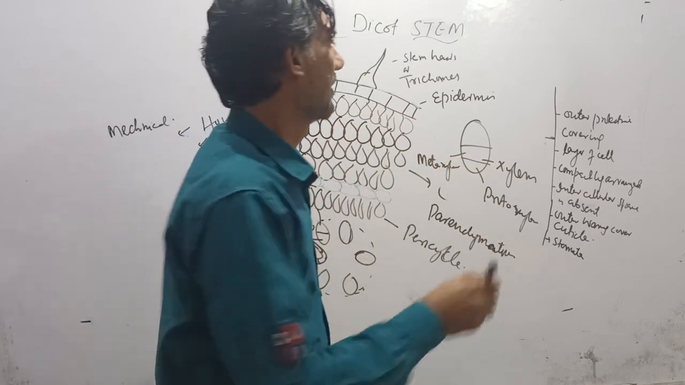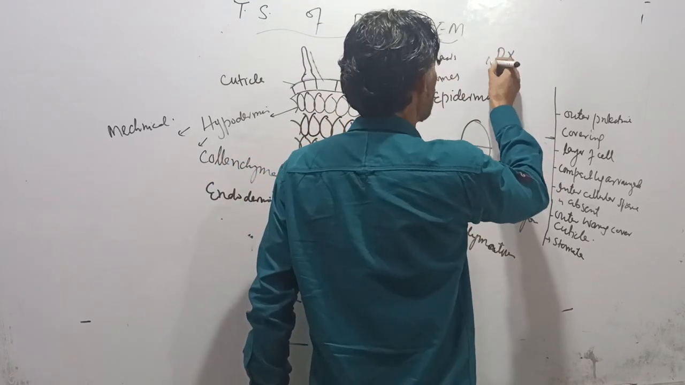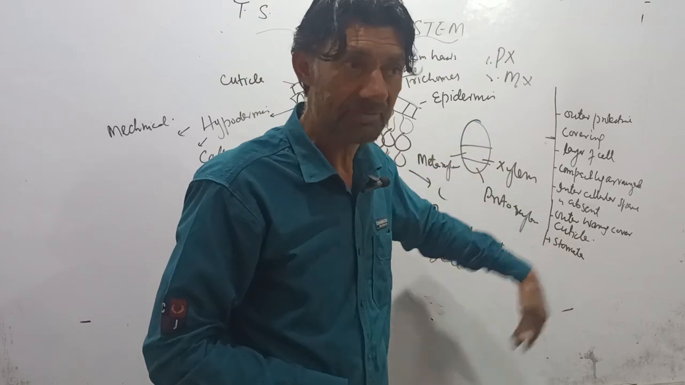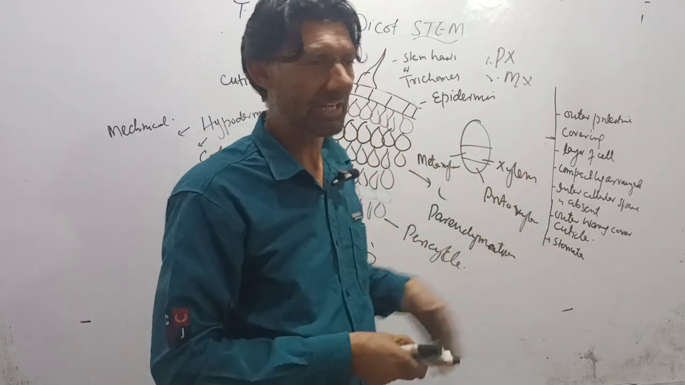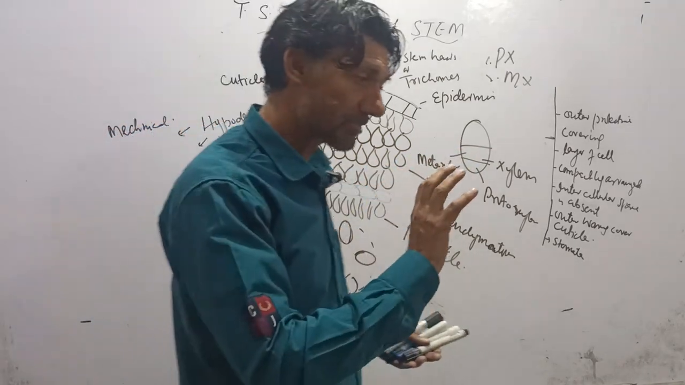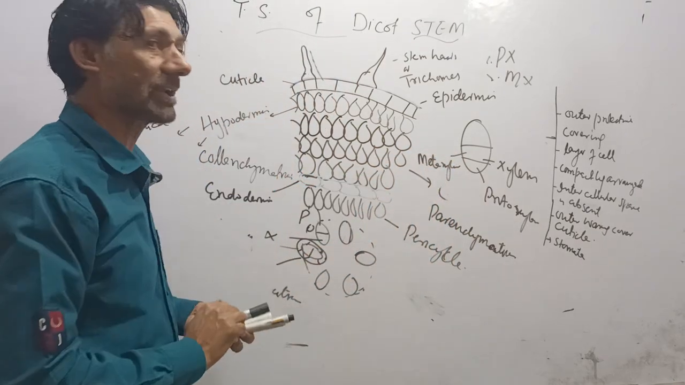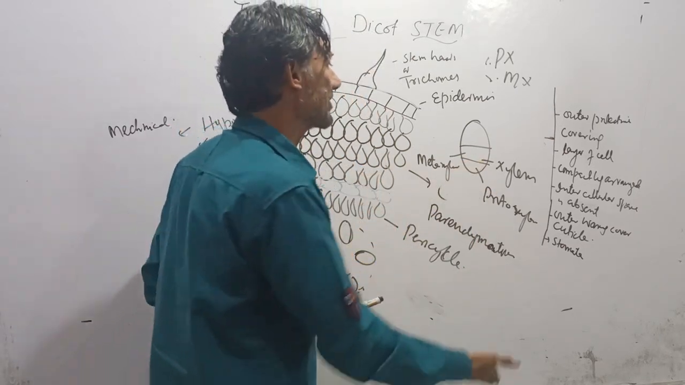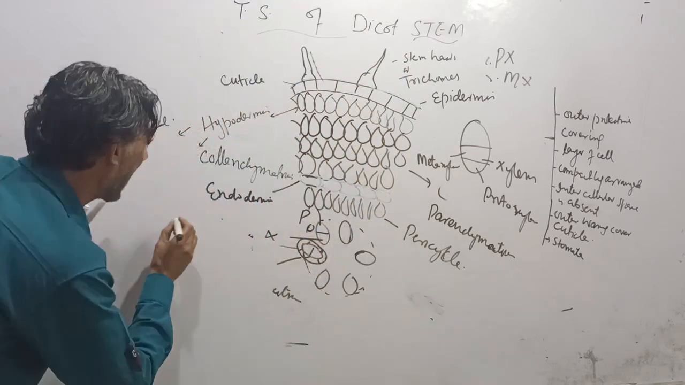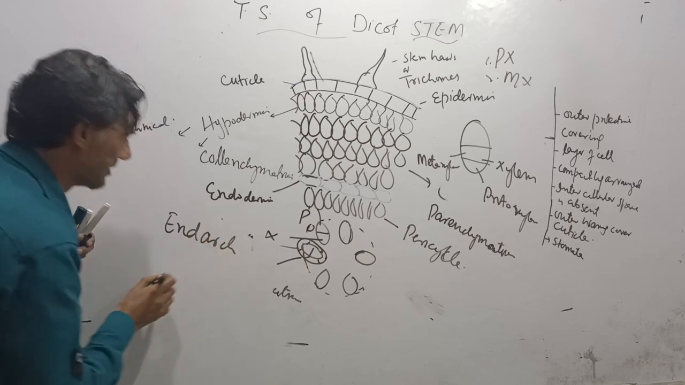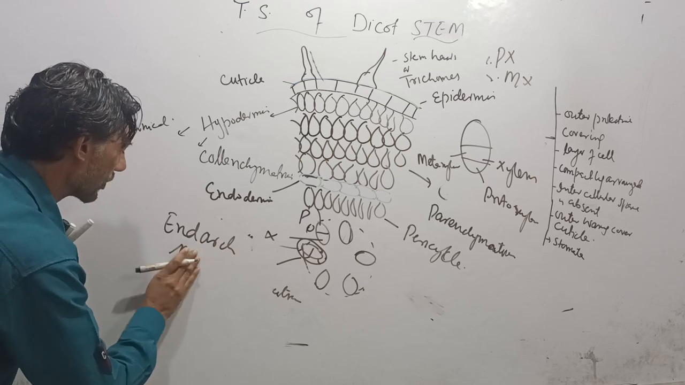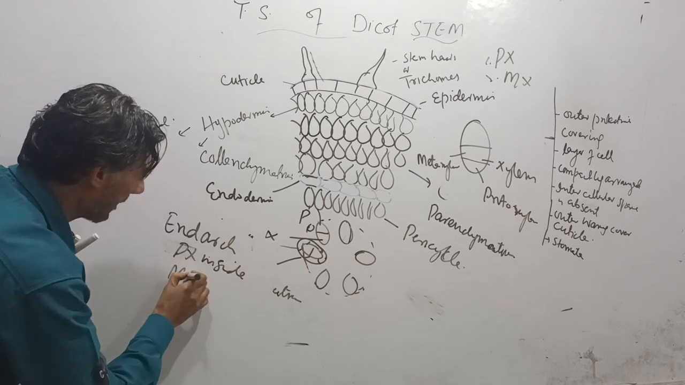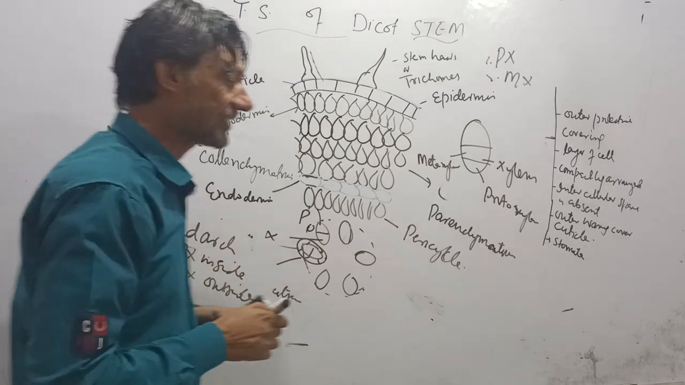Xylem can be classified into two types: one is protoxylem, the first formed xylem, and the second is metaxylem, the xylem formed after protoxylem. Vascular bundles are classified on the basis of their presence. If protoxylem is inside and metaxylem is outside, the condition is called endarch.